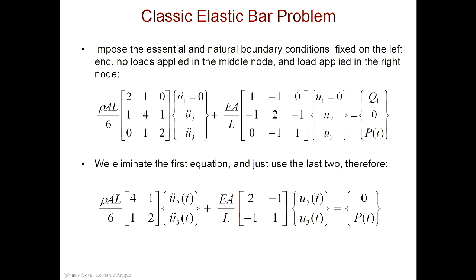So what I've done here, initially the system is at rest. But also, I want to impose the essential boundary conditions. On the left-hand side of the bar, you agree that it's clamped, fixed. So on the left-hand side, is there any displacement? Is there any velocity? Is there any acceleration? No. The first node, which corresponds to the left-hand side, is clamped. That's not moving. So the acceleration is zero at all times.